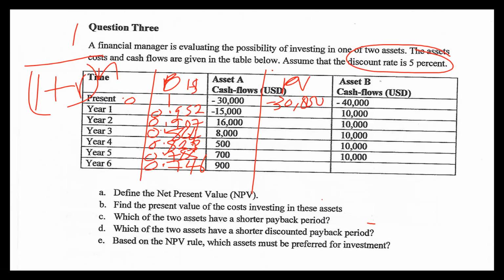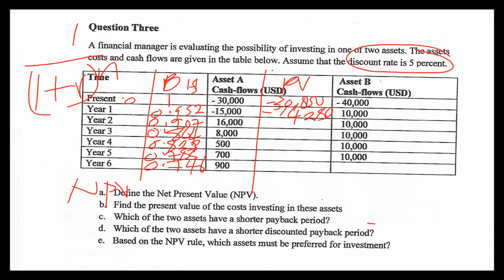Times that is negative 14,280. What about in the third one?